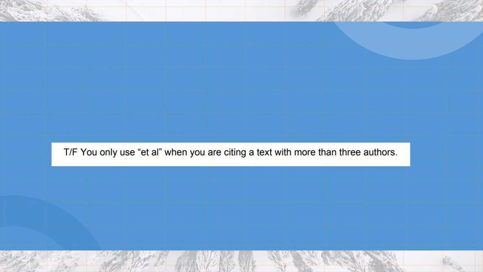But you must, on your works cited page, very important, not reference page, works cited page, you must list all the et al. authors on that citation entry.